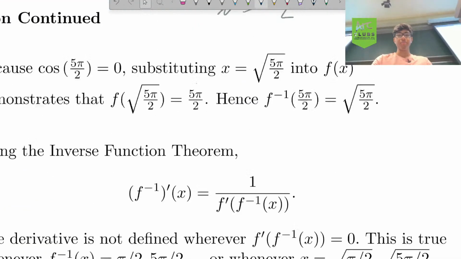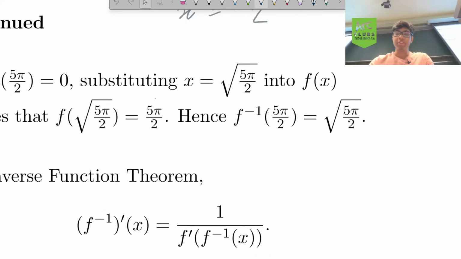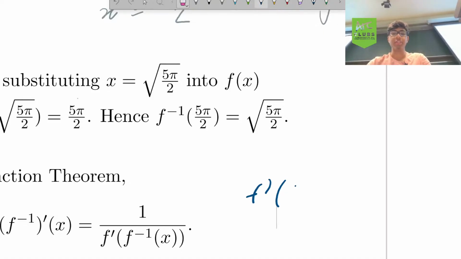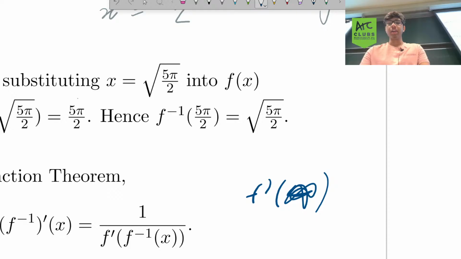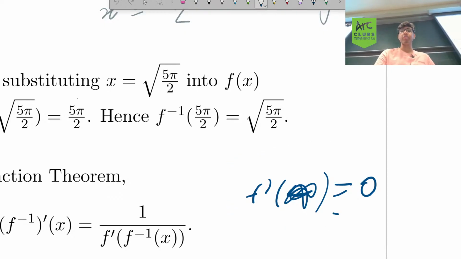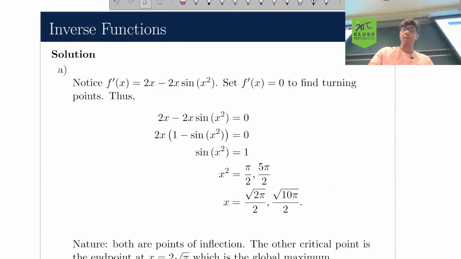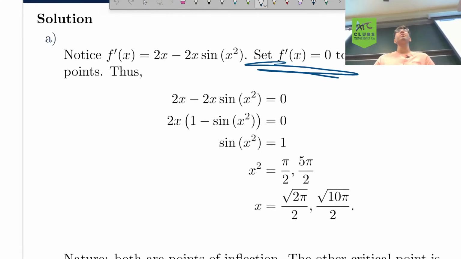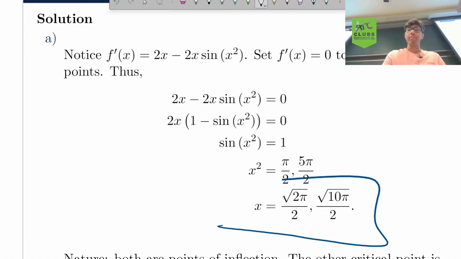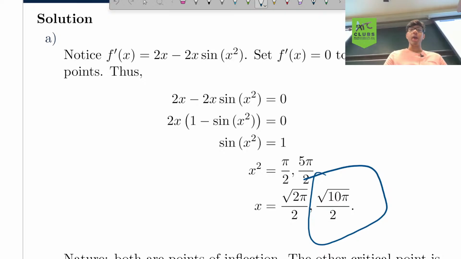So I go back down. When is this denominator equal to 0? Well, it'll be equal to 0 when the f dash of stuff equals 0. I don't really care what's in there. Well, that's my original function, right? When does the derivative of my original function equal 0? Hopefully you remember from all the way back in part A, we actually did that already. We found when the derivative equals 0, and the values we found were x is root 2 pi on 2 and x is root 10 pi on 2. Those were the values where this derivative equals 0.